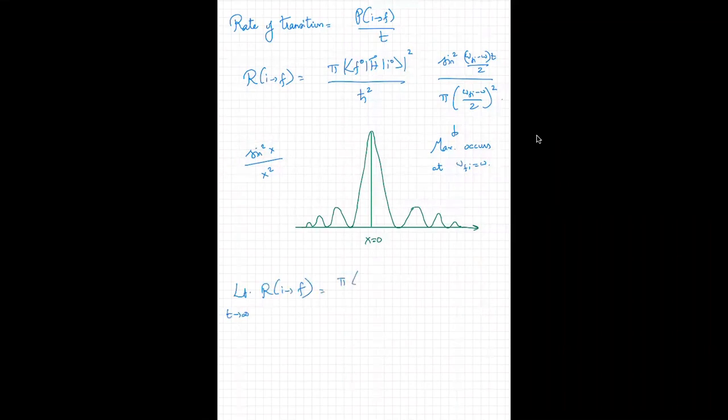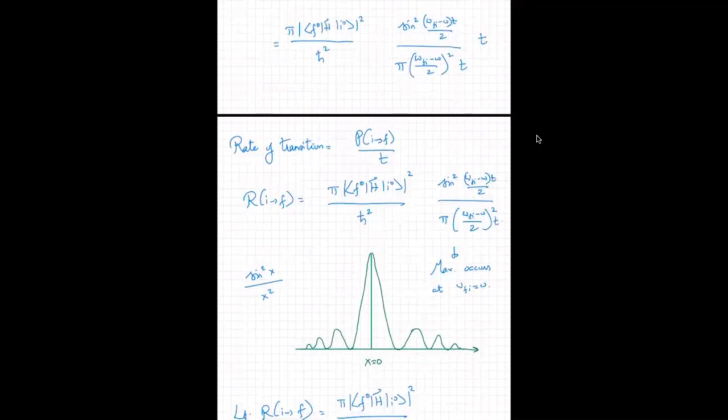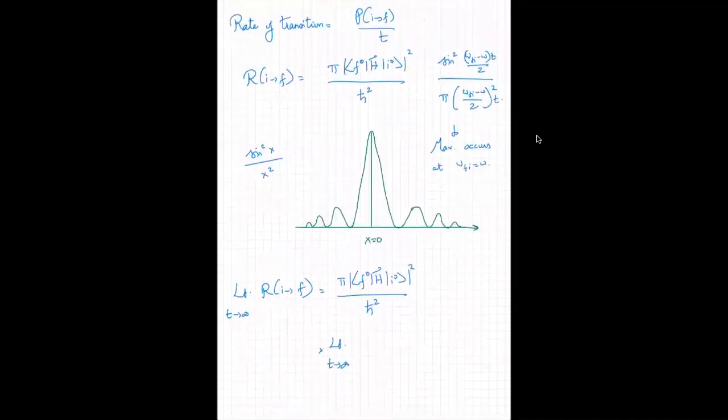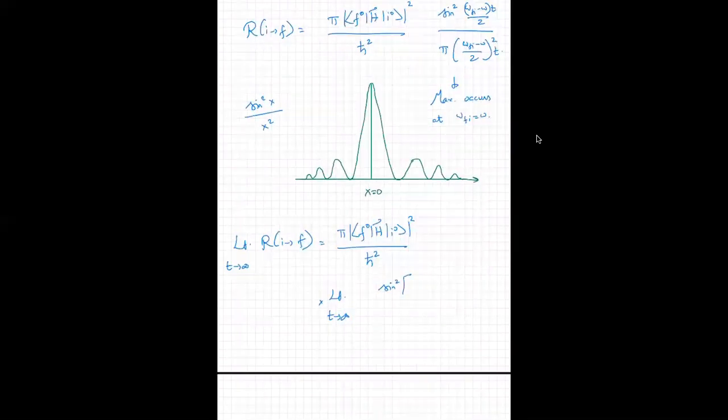This is equal to pi f0 h tilde I0 mod square divided by h bar square times the limit t goes to infinity of, sorry, I forgot a factor of t here. So there is a t here. I've divided by t, so the t in the numerator here is pushed over to the left hand side. The t in the denominator stays. So this is limit t goes to infinity of sine square of (omega_fi minus omega) t over 2, divided by pi ((omega_fi minus omega) over 2) whole square t.